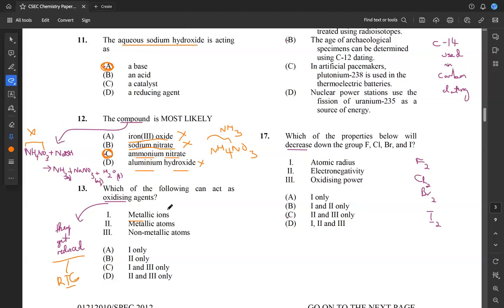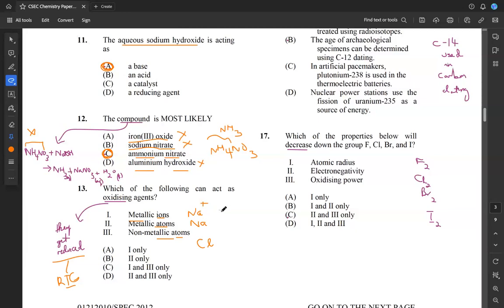So say we have Na plus, a metallic ion. Then we have a metallic atom, which is just Na, that's neutral. And we have non-metallic atoms, like chlorine. Remember, you have to pay attention to these actual particles. It's an ion, so we know it has a charge. Atom, so we know it's neutral. Atom again, neutral. Which of these is going to be able to attract an electron to itself?